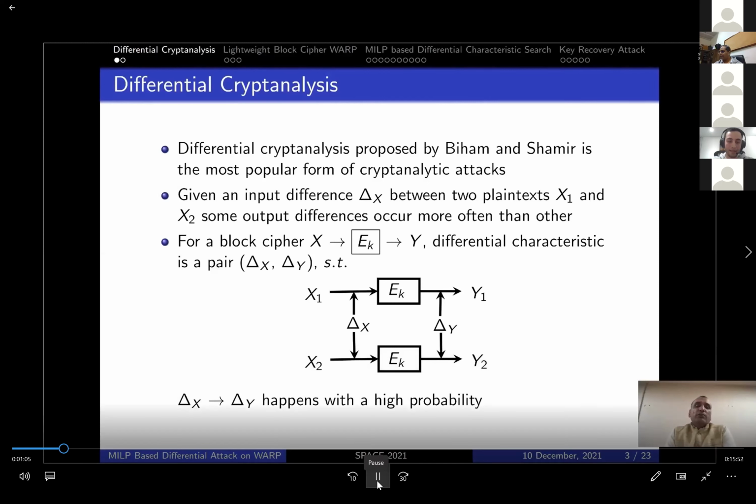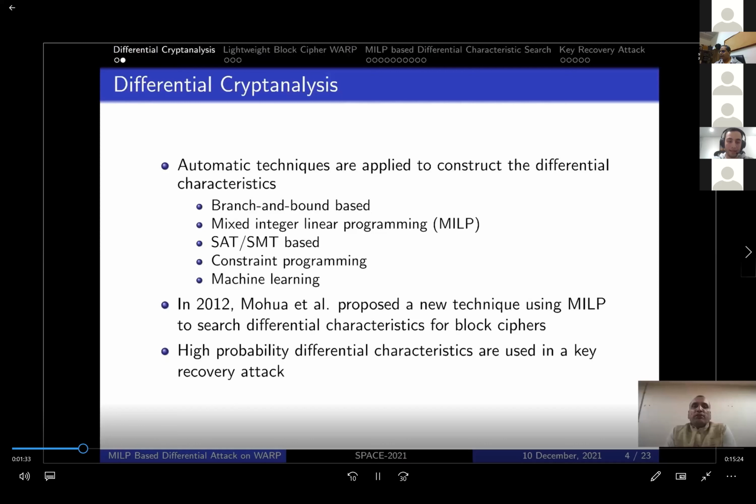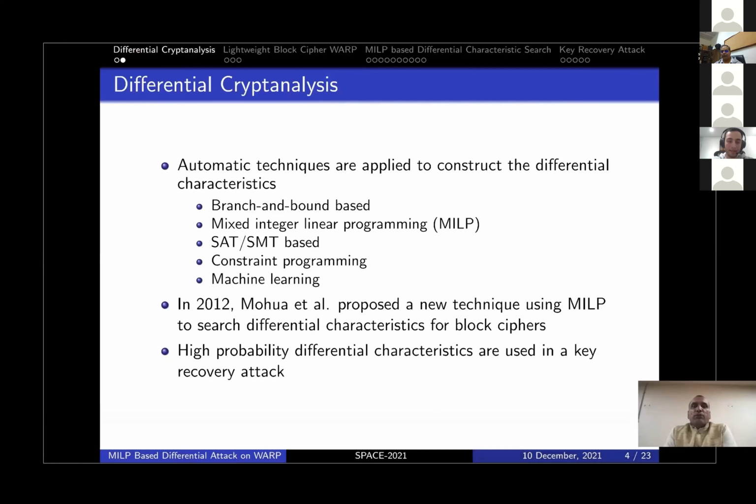indistinguishable from random permutations. A differential characteristic is a pair of differences delta x and delta y, where delta x is the difference between the inputs x1 and x2, and delta y is the output difference between the ciphertexts y1 and y2. Delta x leads to delta y with a very high probability. So high probability differential characteristics are the first and foremost requirement for a successful differential attack.